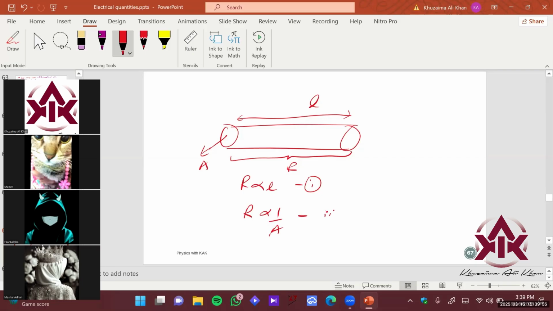Can I combine this together in a single equation? I can. I combine these two equations as follows: the resistance is proportional to length and inversely proportional to area. It satisfies both the formulas. If I increase the area, resistance would decrease. If I increase the length, it would increase the resistance. So this is the combined relation, so just know this relation also.